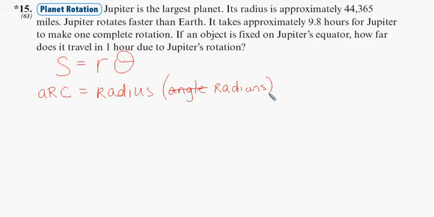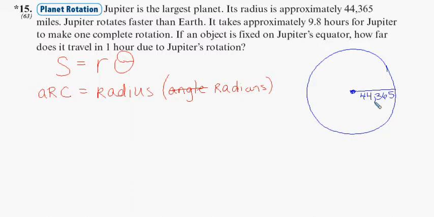Now it says Jupiter is the largest planet. It gives the radius of Jupiter. Jupiter rotates faster than Earth. It says it takes approximately 9.8 hours for Jupiter to make one complete rotation. So what I'm going to draw is just the path of Jupiter's rotation. Let's just say this is Jupiter's rotation. We know that the radius here is 44365 miles.